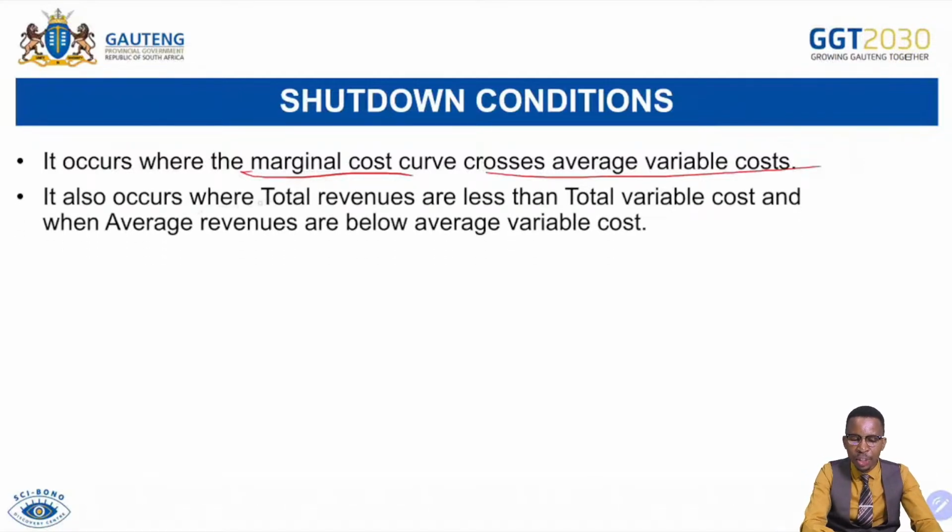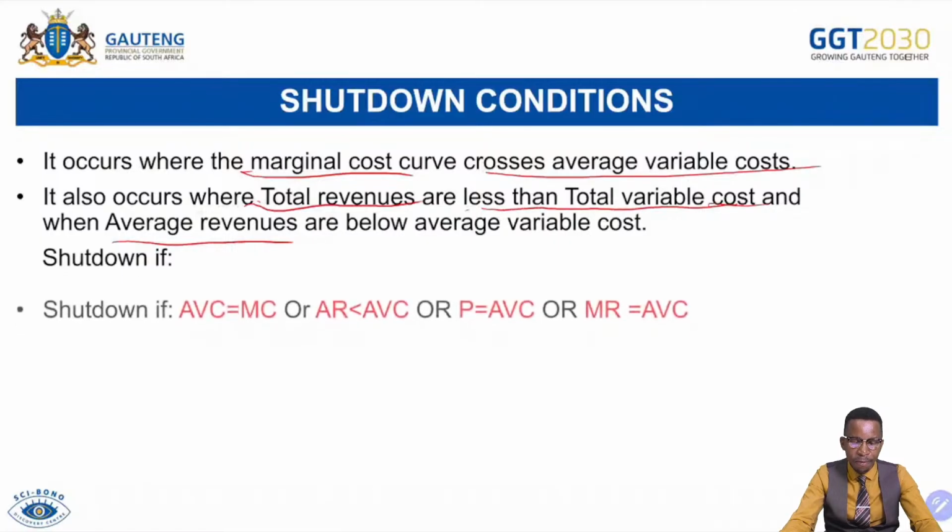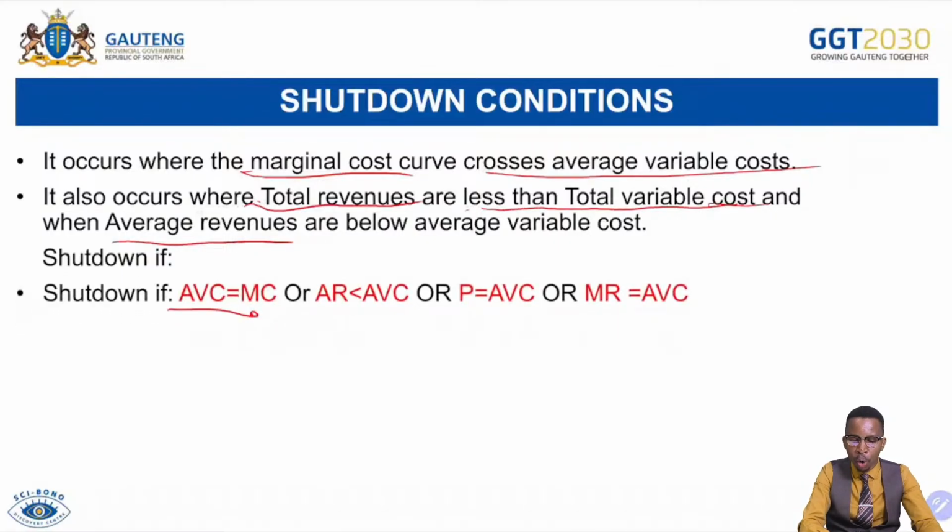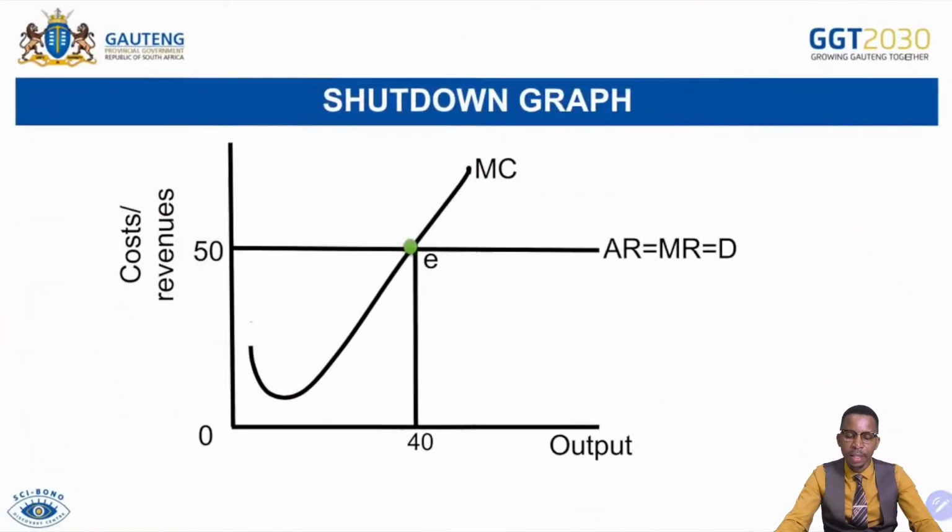It also occurs when total revenues are less than total variable cost and when average revenues are below average variable cost. So shut down if AVC equals MC, or AR equals AVC, or P equals AVC, or MR equals AVC. The firm will be leaving the market. Here we have to draw the shutdown point. We have the normal graph provided to you: our AR, our MC, our output, our quantity, and our profit maximization. Then let's see.